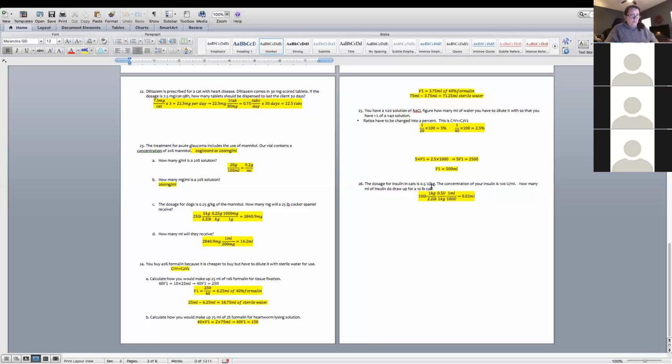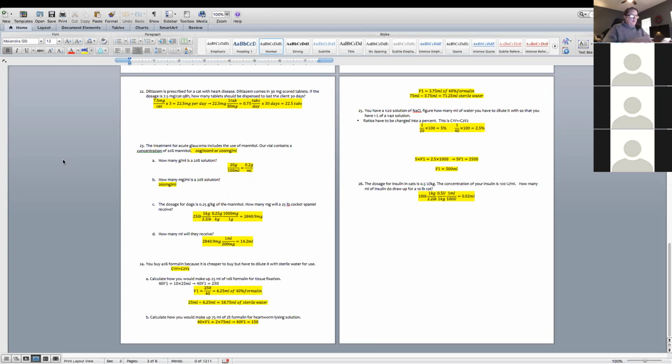So I'm going to divide, and sorry, my phone keeps turning off. 10 divided by 2.2, my cat is, I'm going to type.